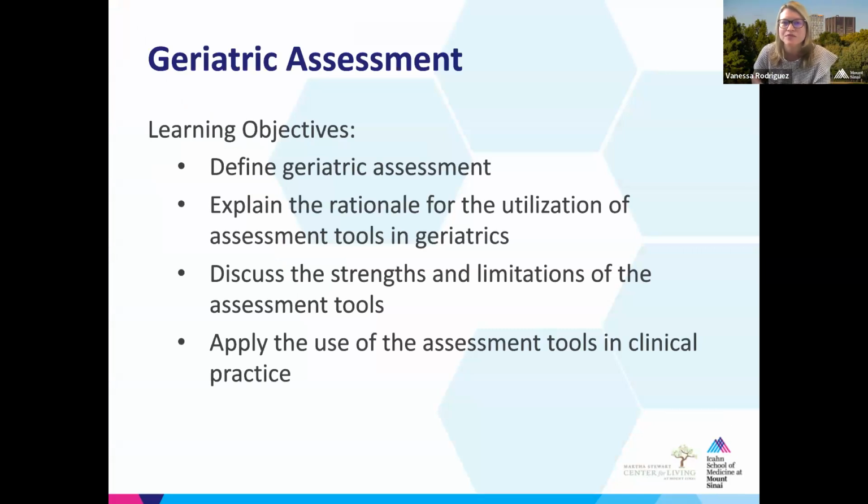To review some of the objectives for this talk, what I hope that our audience will be able to get from this talk is that at the end, they'll be able to articulate what geriatric assessment is, particularly think about it from different lenses and how this can be helpful, how this is important for the care that we do for older patients. Explain the rationale for the utilization of assessment tools in geriatrics, discuss the strengths and limitations of those assessment tools, and apply the use of the assessment tools in clinical practice.